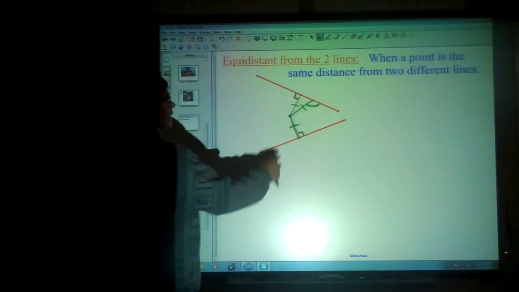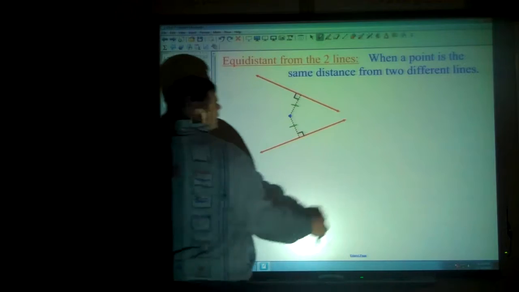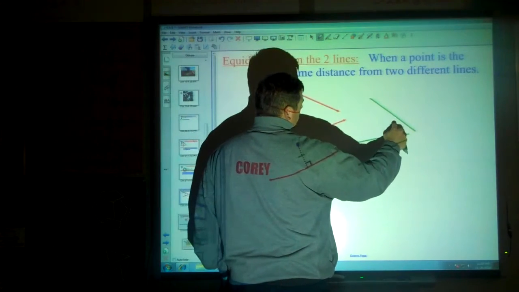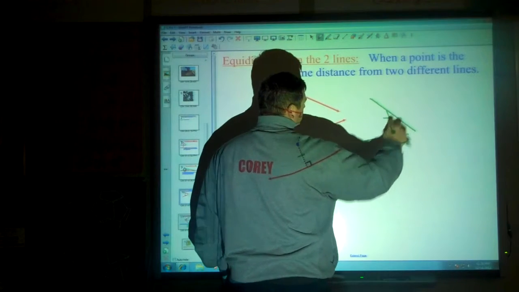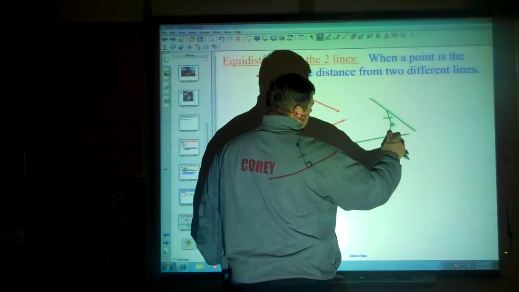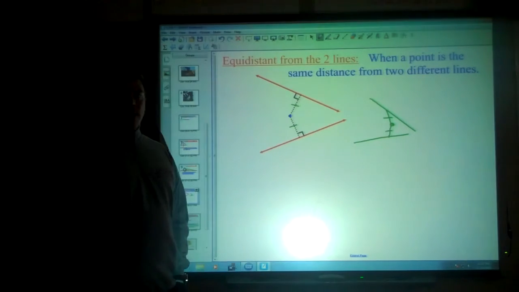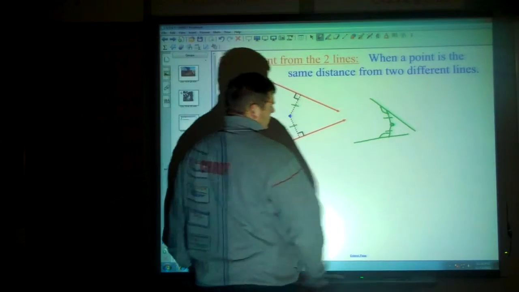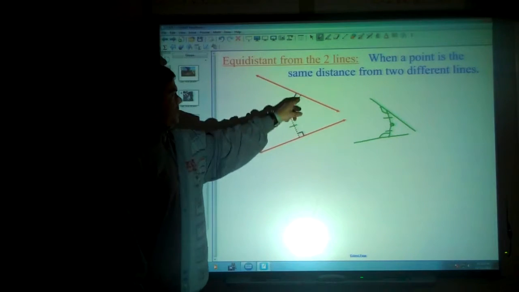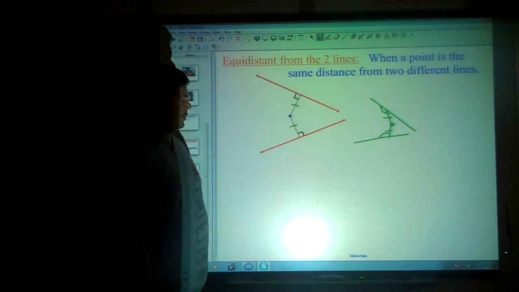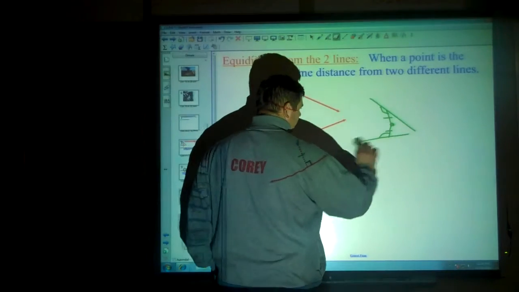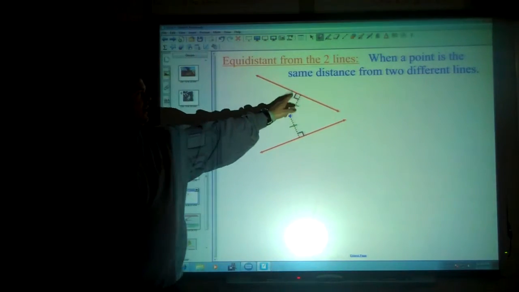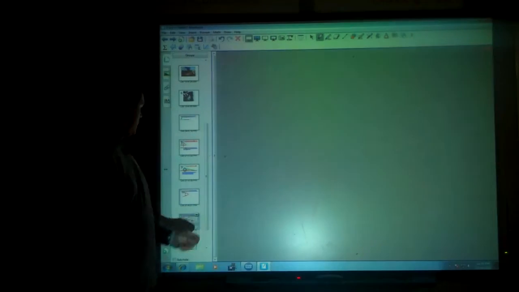So if somebody saw a diagram that looked like this, and there was a dot here, and someone said, well, that distance is the same as that distance, that does not mean they're equidistant, because that's not 90, and that's not 90. They have to be coming in at perpendicular angles. Be very careful about that. That's one of the biggest pieces right there.